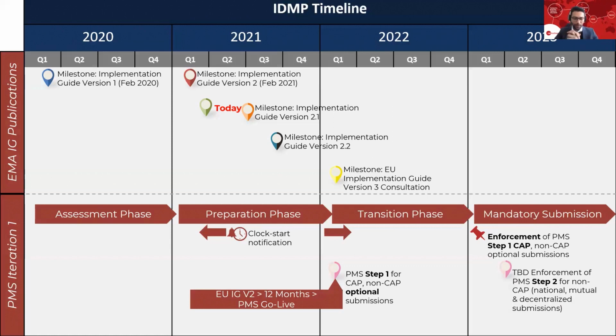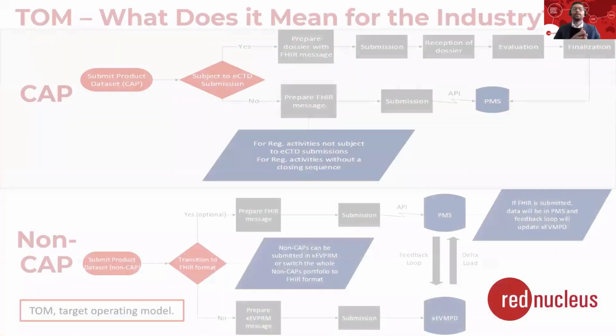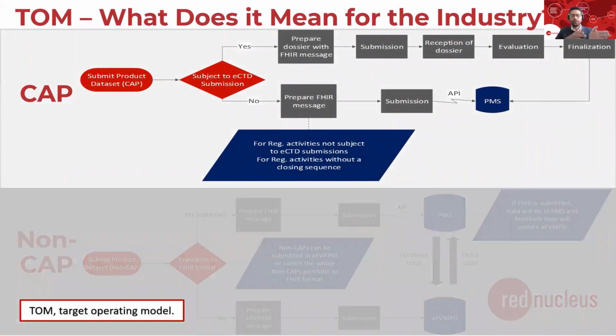Now, EMEA still has not committed to the clock start. However, they do plan to provide some kind of notice to the industry at some point in the near future. But in general, the recommendation from the EMEA is for the industry and for the vendors to start preparing for IDMP, considering the 2 years time frame. So let's take a closer look now at the target operating model when it comes to step 1 and step 2. Step 1 focuses on CAP licenses, and step 2 focuses on the non-CAP licenses.